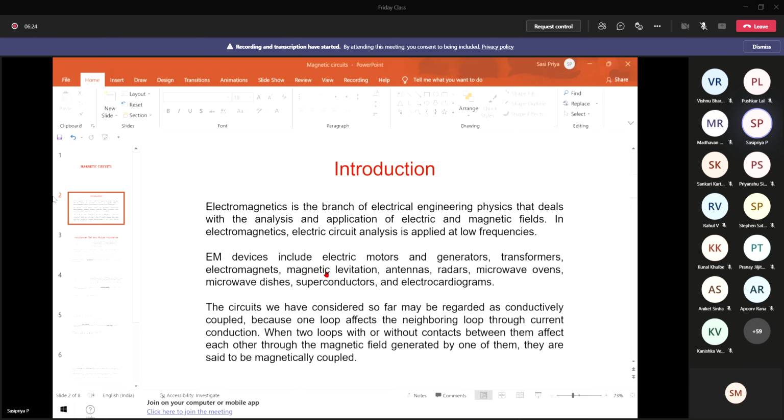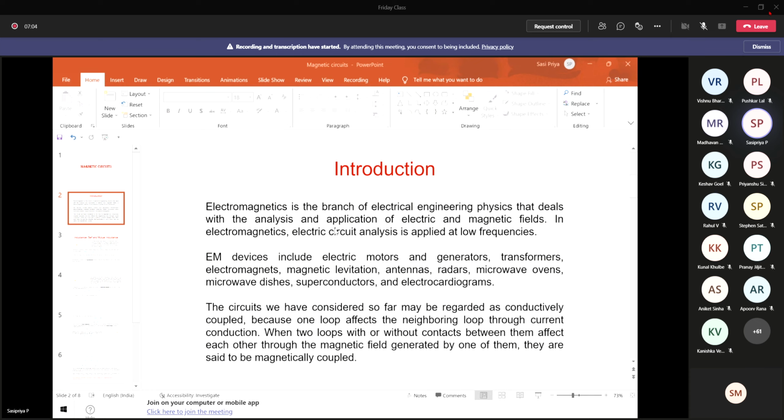Before we start, the term electromagnetics, or electromagnet, plays an important role in so many real-time devices. These devices include the generator, the transformers, even the antennas, the microwave ovens. All these use electromagnetics. They are all electromagnetic devices where we have the magnetic field and the electric field. You all might have studied already, the magnetic field is created when there are two magnets placed.